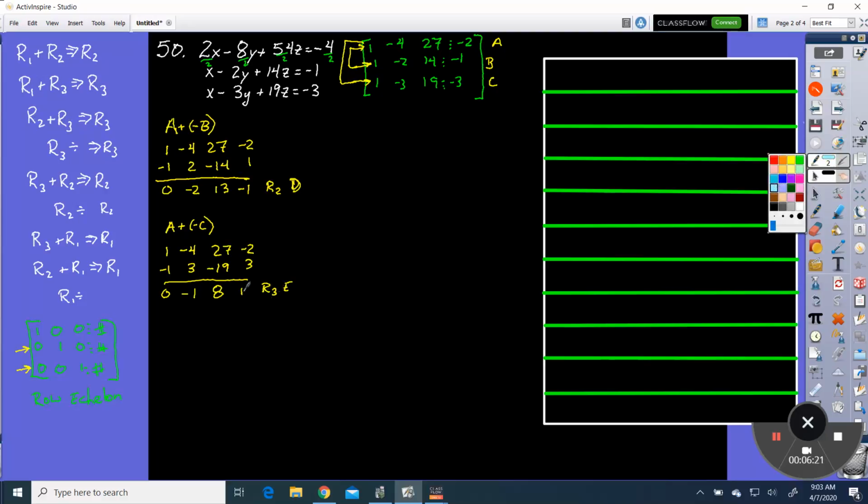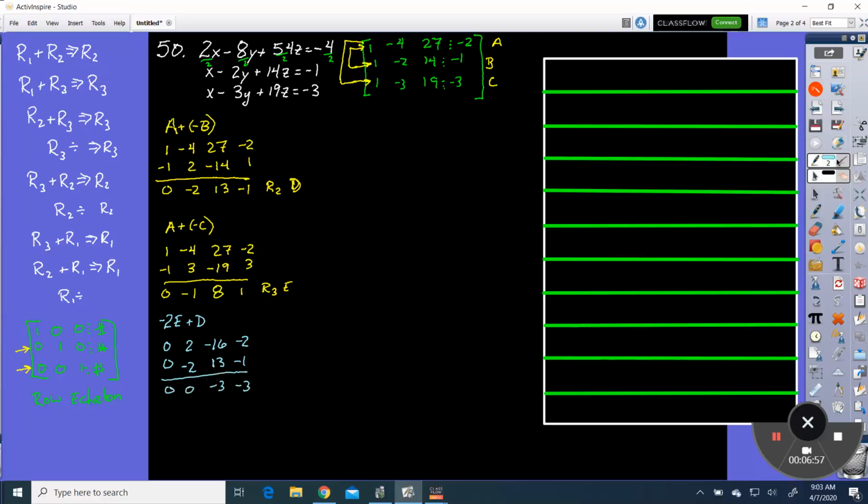So see how this says E? That's a negative 1 and that's a negative 2. Well, I need those to be opposite numbers. One positive, one negative. So I'm going to go negative 2 times E and add that to D. Okay, so this is E, that's D. So negative 2 times E is 0, 2, negative 16, negative 2. Add that to my row 2 up here, or to D. So 0, negative 2, 13, negative 1. I get 0, 0, negative 3, negative 3.